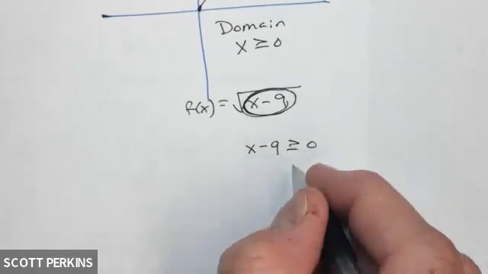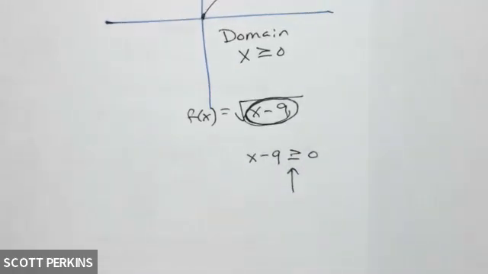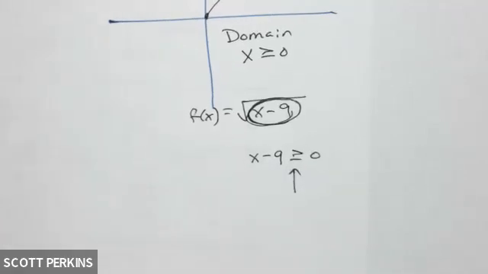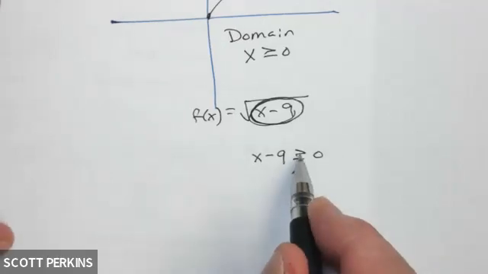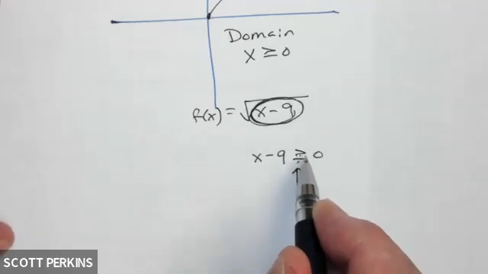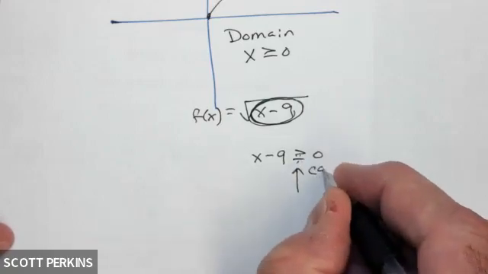So the sign here is not related at all to the sign of the problem that we're solving. The sign here has to do with the fact that we're finding the domain, and I cannot have negative numbers under the radical. So being bigger than or equal to 0, that is the fancy math way of saying that it can't be negative.